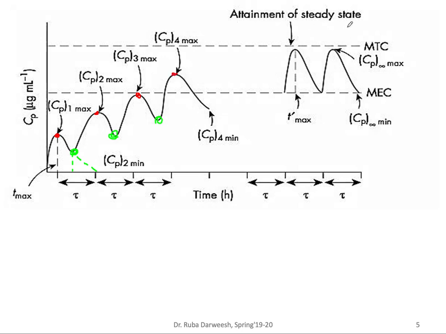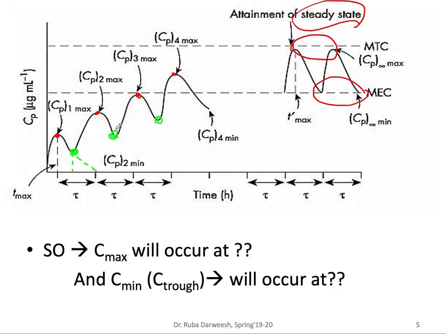And again, at steady state, we have input equal to output, as before. And we have Cmax at steady state that is identical, and we have C minimum at steady state, which is identical too. Okay, equal to each other.